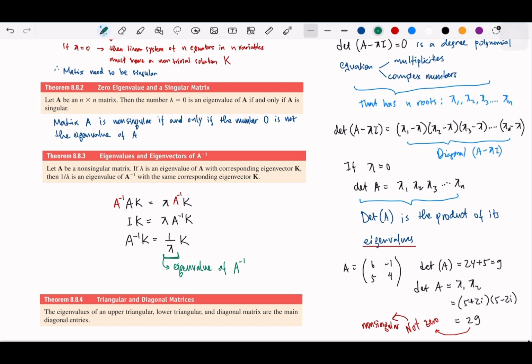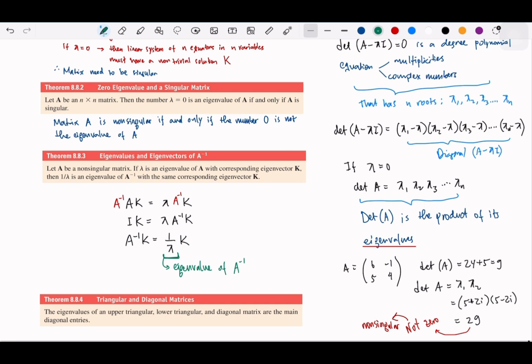And the last theorem is just a conclusion from what we have from this diagonal. If we have an upper triangular matrix, which has 0 on the bottom, a lower triangular matrix, which has 0 on the top, and also the diagonal matrix, the eigenvalues will be the main diagonal. So the diagonal will be the eigenvalues.